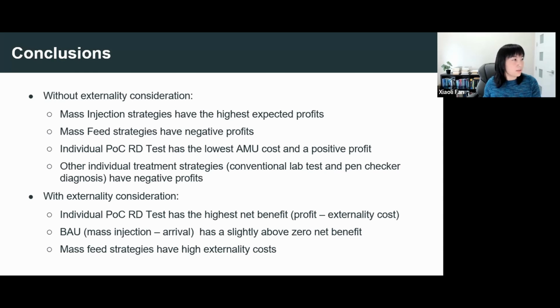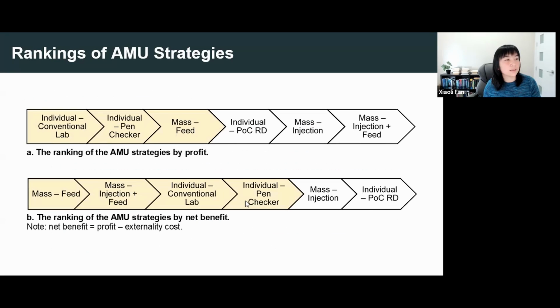So I have several minutes, I guess I can conclude. Really, without externality consideration and with externality consideration, the results are different. And I guess I can show you here the ranking of the strategies. This is the same result as I showed in my table.